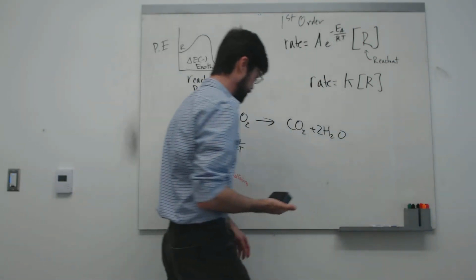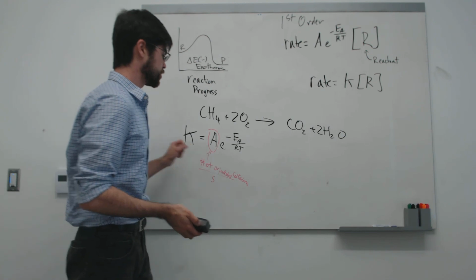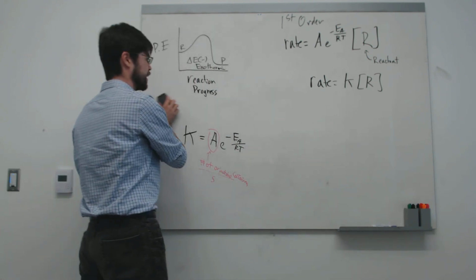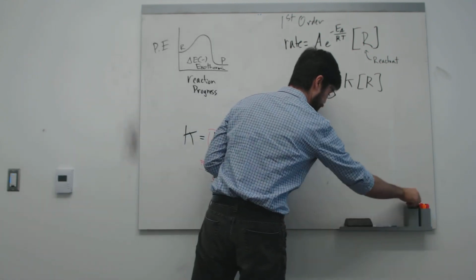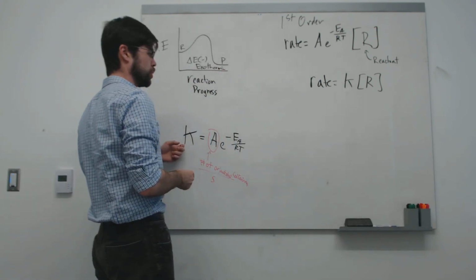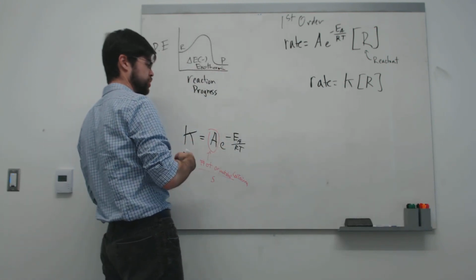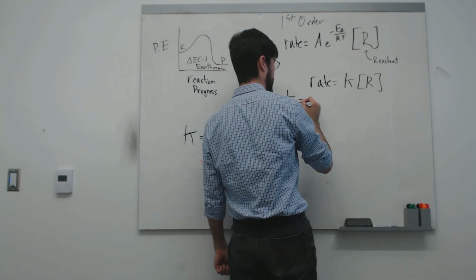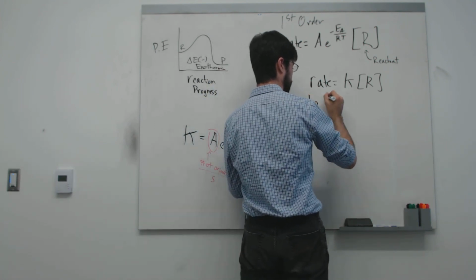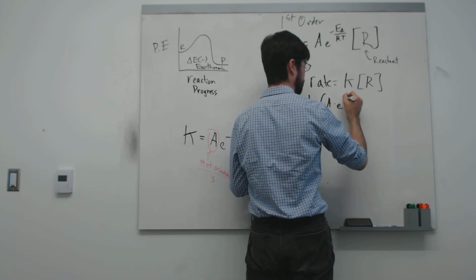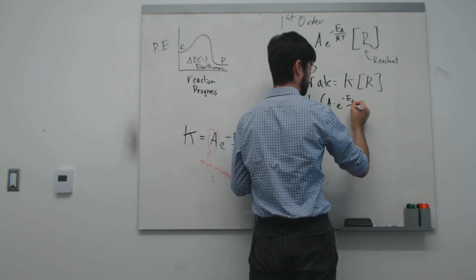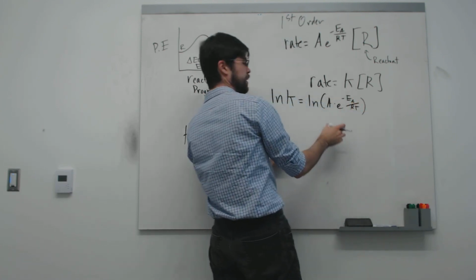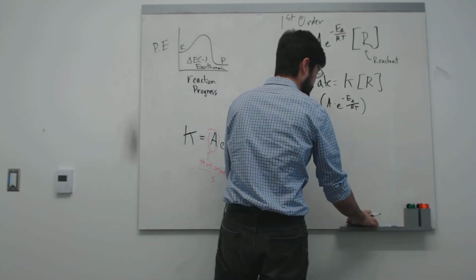So another question is, how did you graphically get the slope? I'll run through that again here. If you take the natural log of this equation, I have natural log of k is equal to natural log of A e to the minus EA over RT. It is a property of logs.